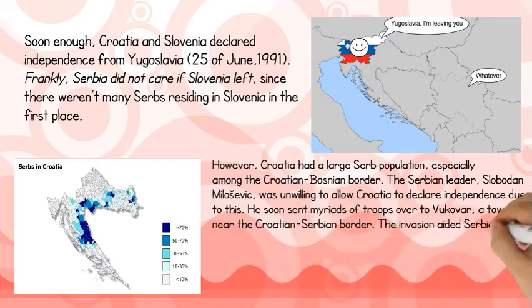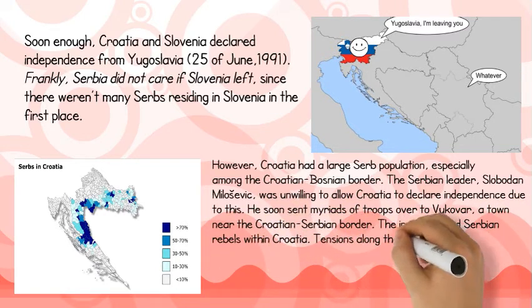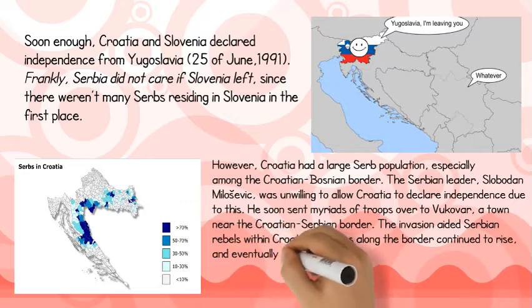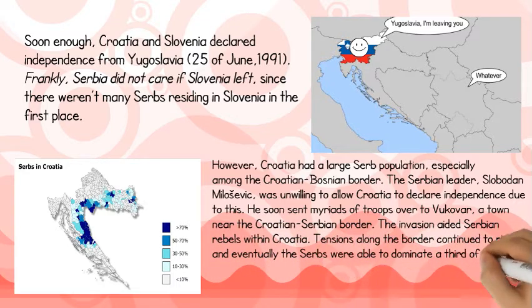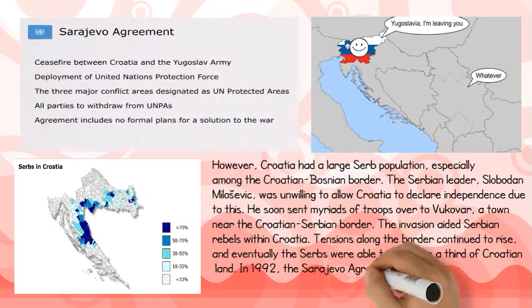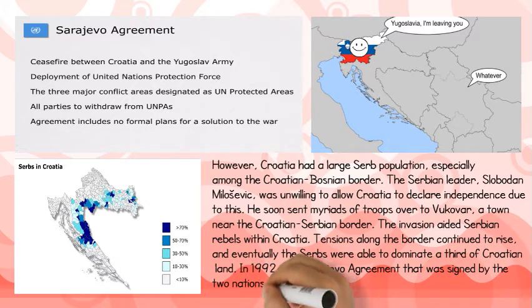The invasion aided Serbian rebels within Croatia. Tensions along the border continued to rise, and eventually the Serbs were able to dominate a third of Croatian land. In 1992, the Sarajevo Agreement that was signed with the two nations was set in place.